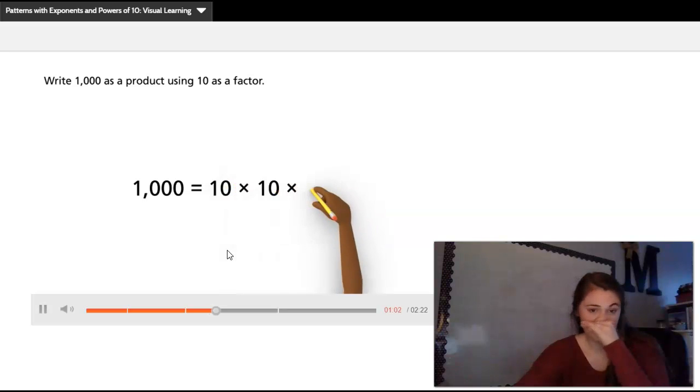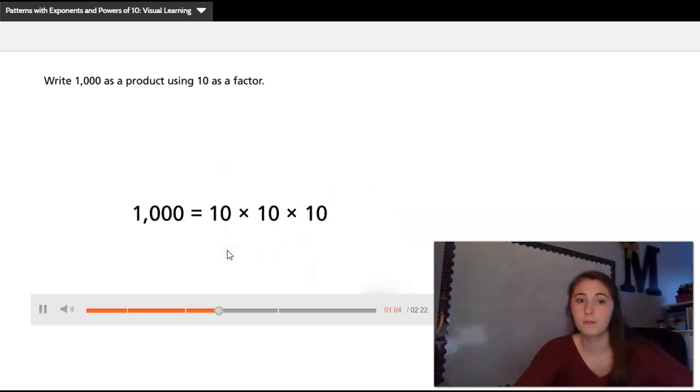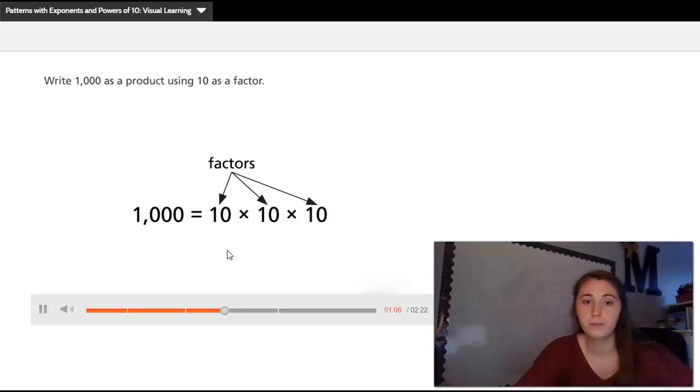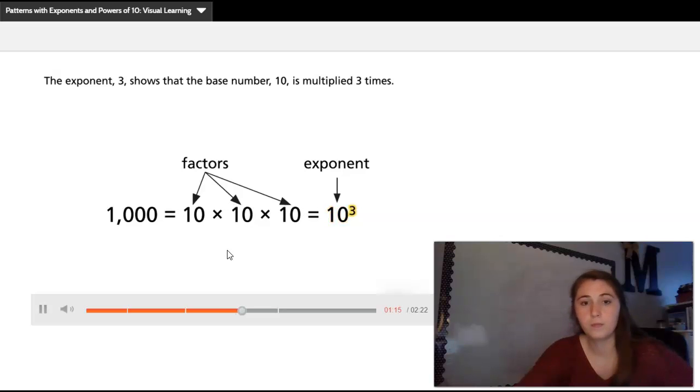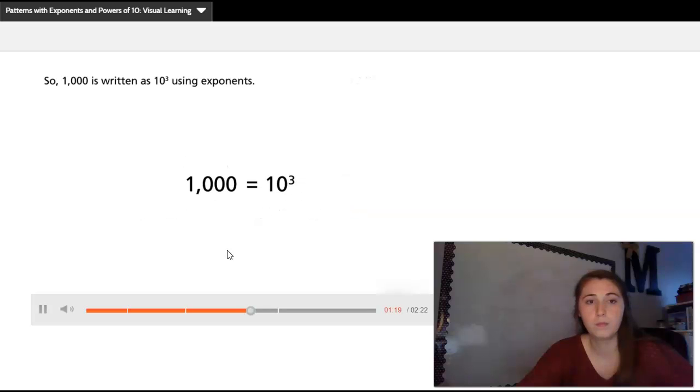Write 1,000 as a product using 10 as a factor. The exponent, 3, shows that the base number, 10, is multiplied 3 times. So, 1,000 is written as 10 to the third power using exponents.